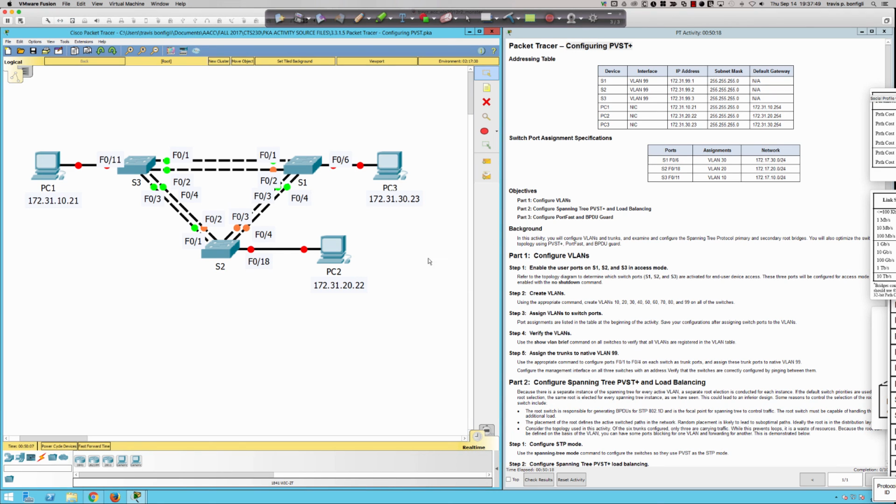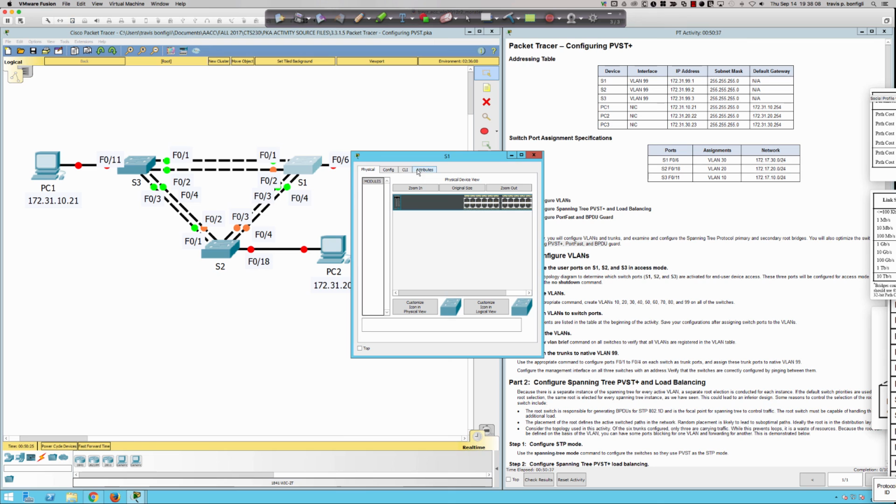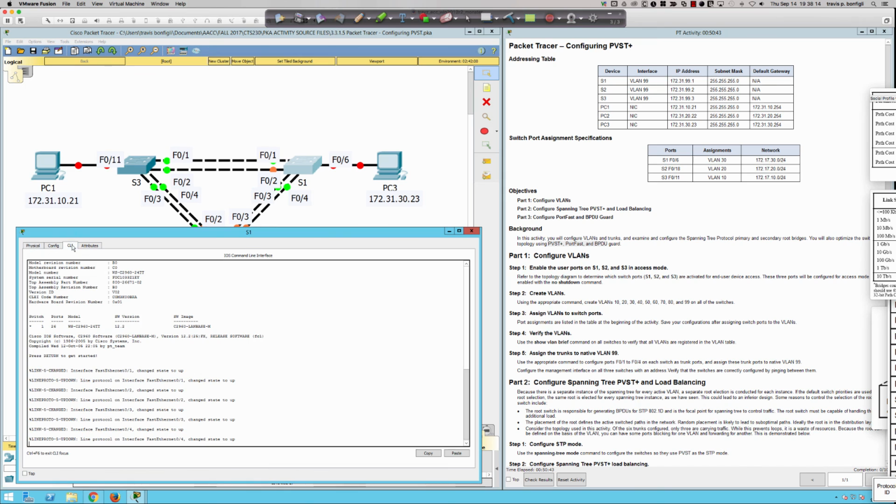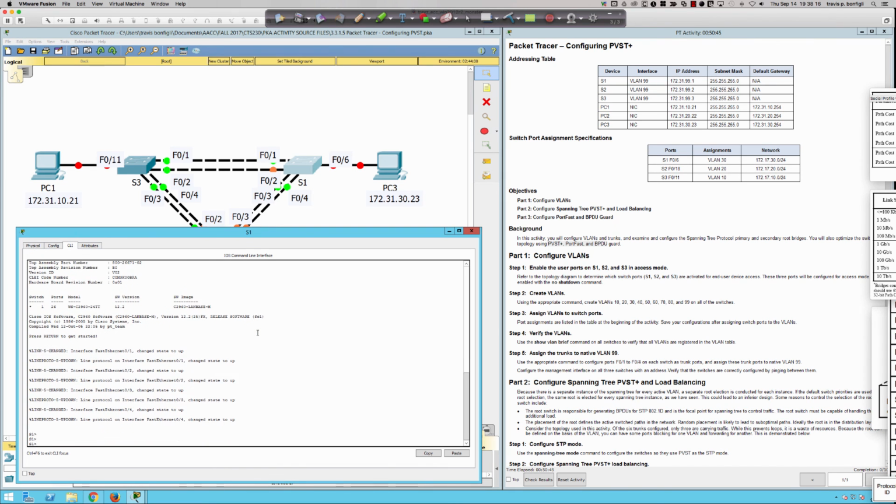All right, so we're going to be configuring PVST+, PortFast, and BPDU Guard. So refer to the topology diagram. We see it up there at the top, and this is a very straightforward activity. So first, we're going to configure the VLANs. It says create VLANs. So let's just do this in order, and I will definitely MC this as we continue to deal with the activities where, yes, the type is extremely small.